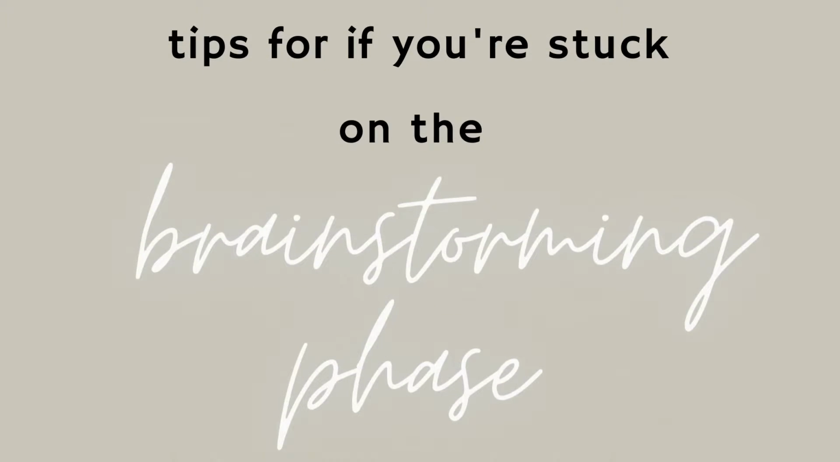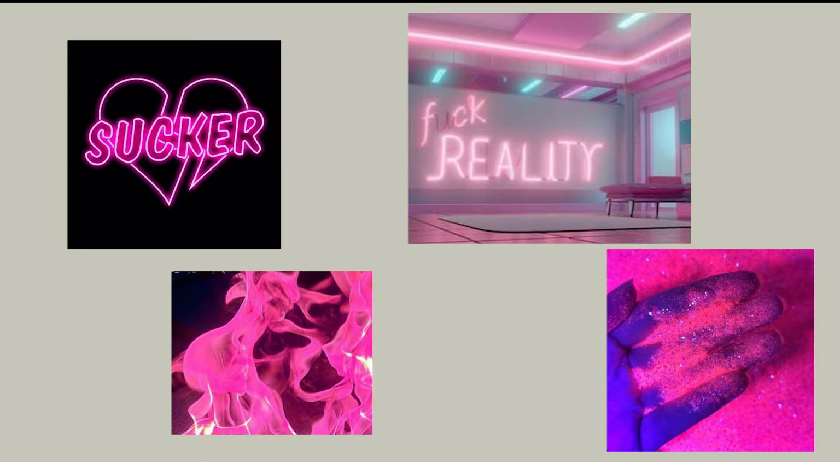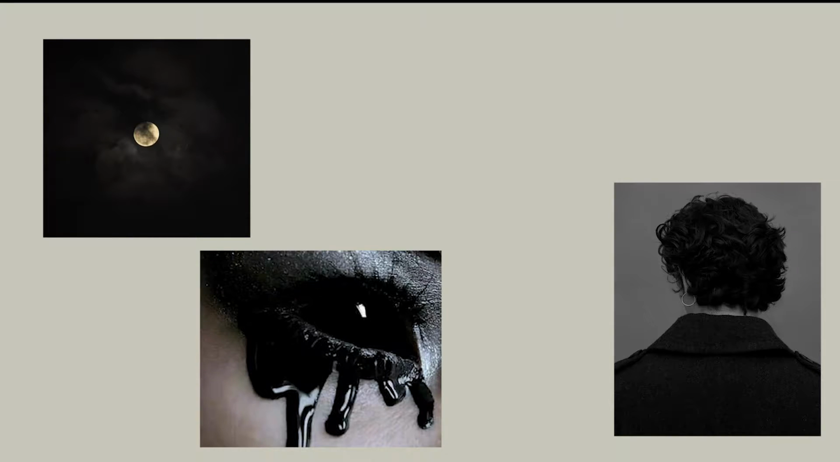Here are a few things to think about if you're stuck on the brainstorming phase. What colors come to mind when you think about certain characters or ideas? Do you find that you describe the character or scenery in a certain color or hue? Or if you can't think of a specific color, does it feel more light and pastel or dark and moody? This can help inform what color palette you want to have.